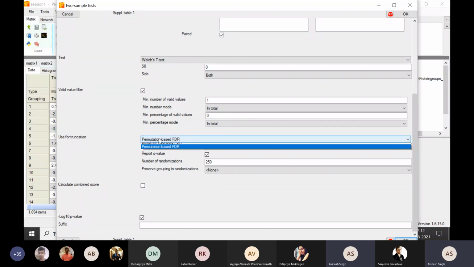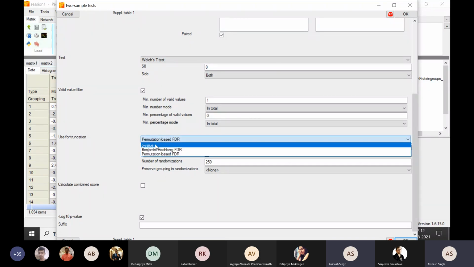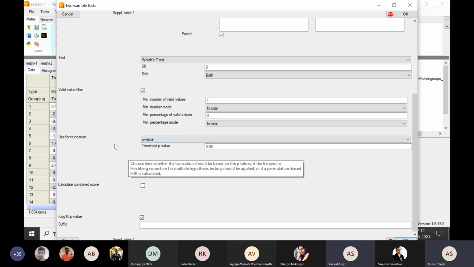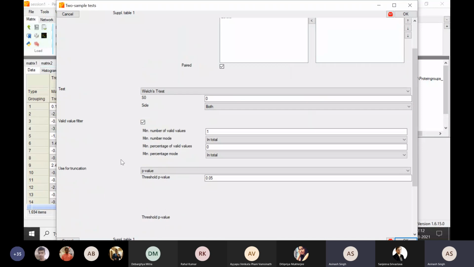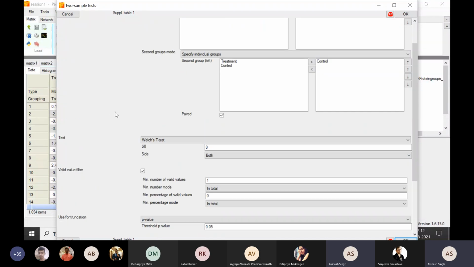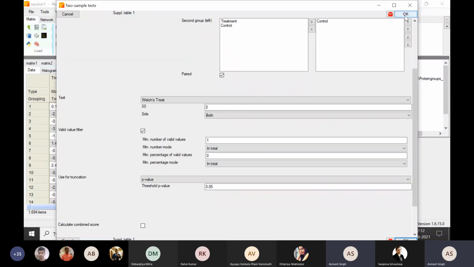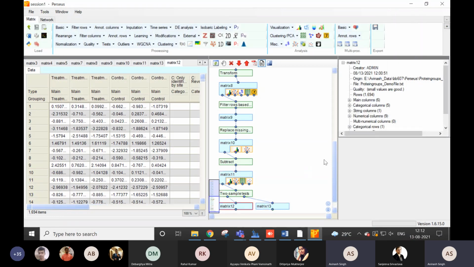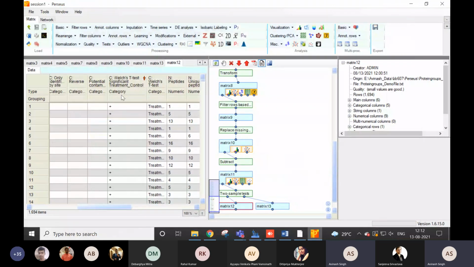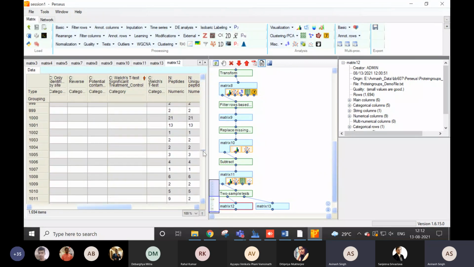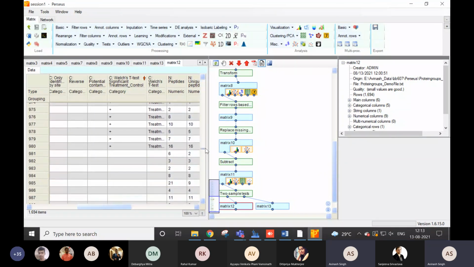Here we will use the p-value as the cutoff for the t-test of the particular protein. Apart from that, we can keep the other settings as default, and we will just click OK. After that it will generate one column, which shows where the t-test is significant between the treatment and control. It will give a positive sign for those that have passed the significance criteria.